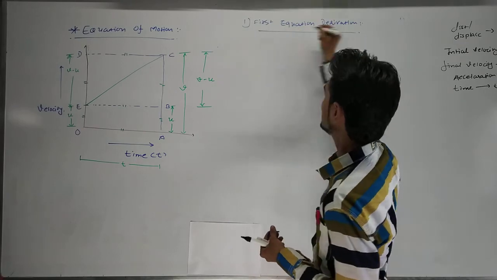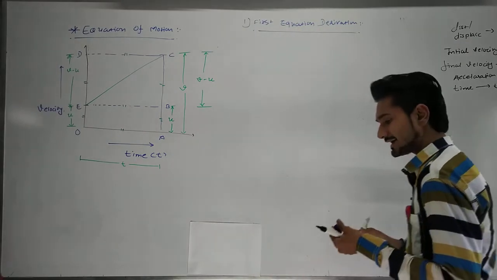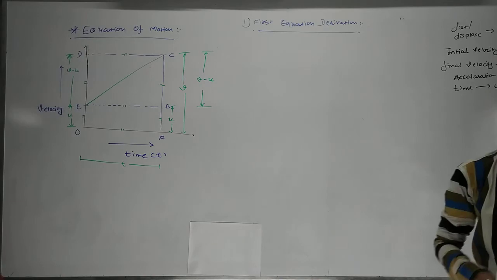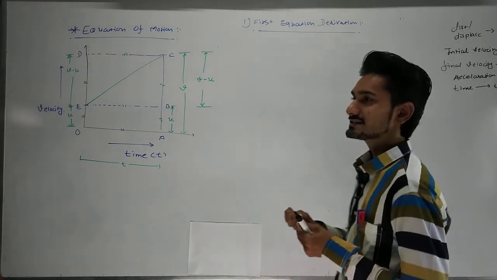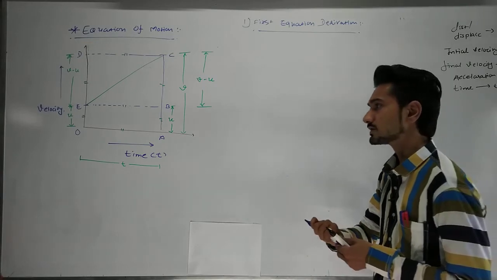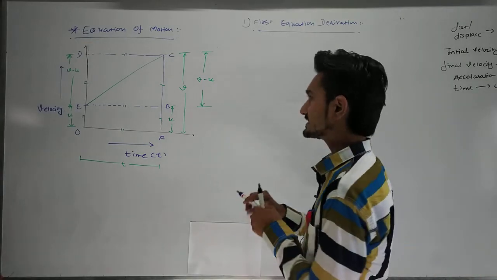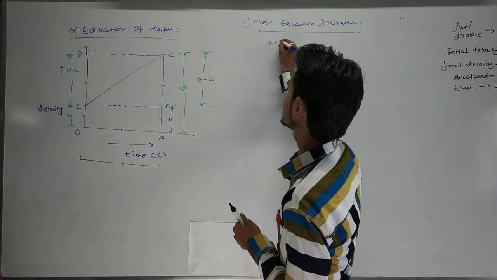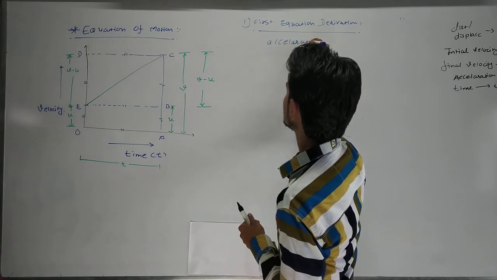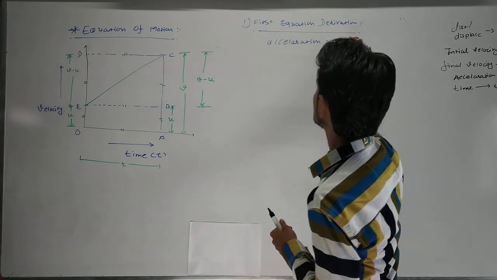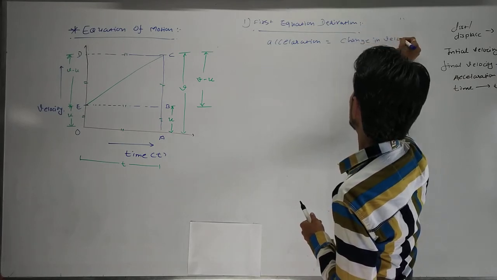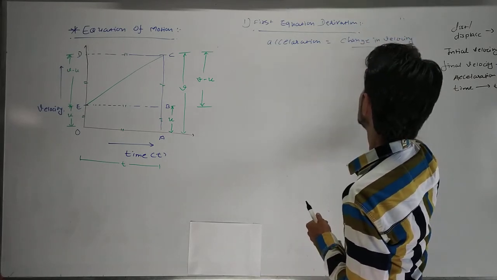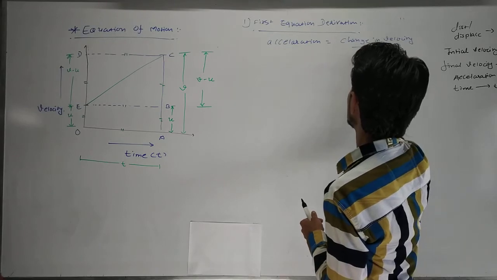So that's why I am repeating this. Okay, now the basic formula for the acceleration is what? Acceleration is represented by the change in velocity upon time. We have seen this lots of times.